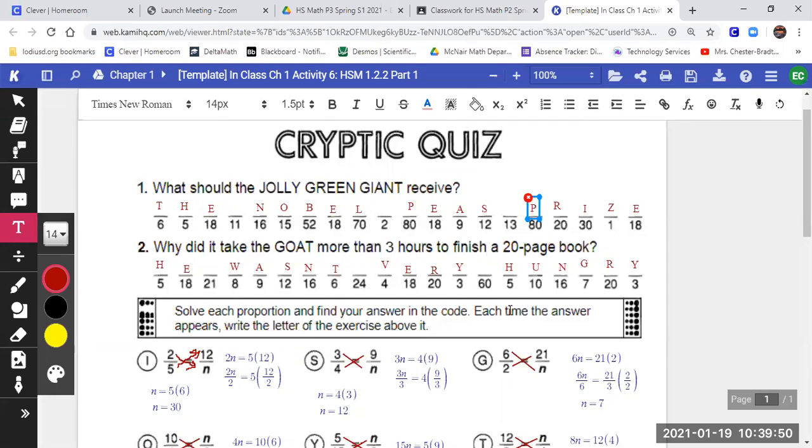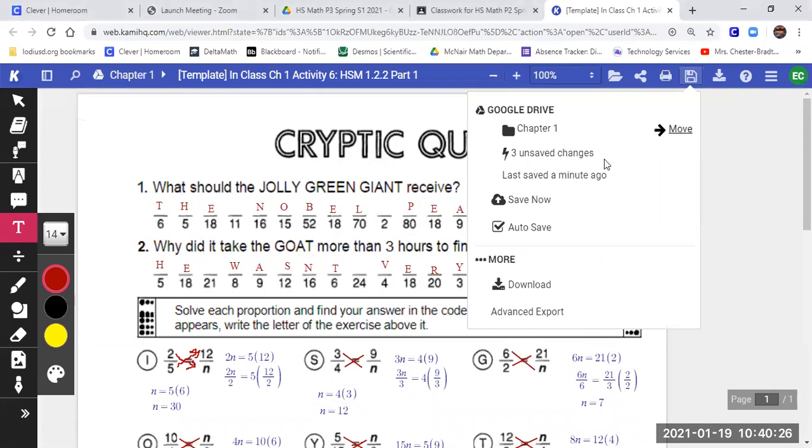Is that it? Okay, so now remember, these are the corny riddles, like for fourth graders, so you just overlook the fact that it's a corny riddle, right? Here we go. This says, what should the Jolly Green Giant receive? The Nobel Peas Prize. And why did it take the goat more than 3 hours to finish the 20-page book? He wasn't very hungry.